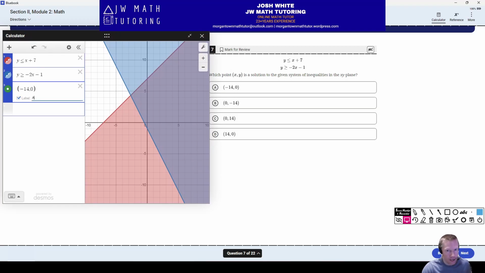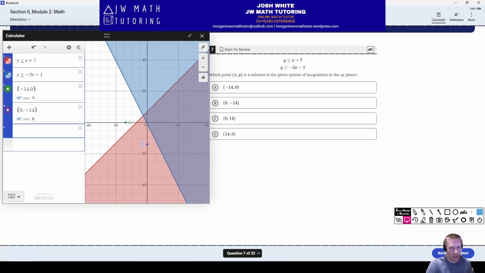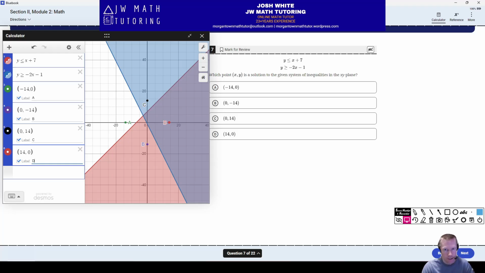So here's answer choice A. Is that in the solution set? No, we're looking for this purple region on the right. Let's check B. Is that in the solution set? Nope. Let's check C. Is that in the region of the solution set? Nope. All right, looks like it's going to be D. Let's just graph it out to confirm. And yes, D is a solution to this given system of inequalities.